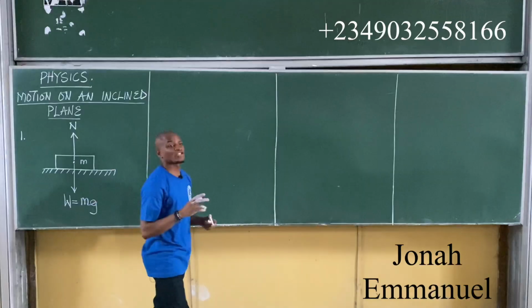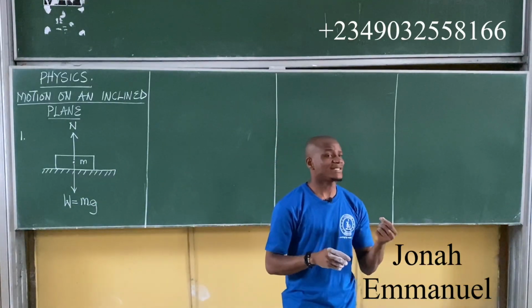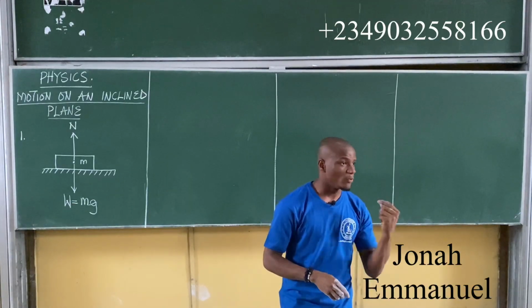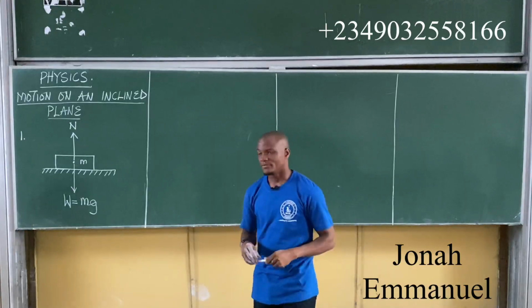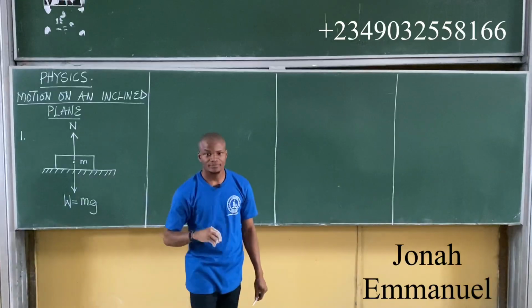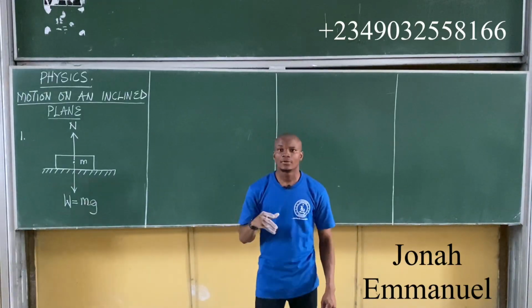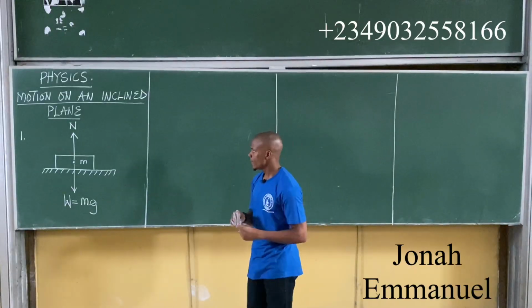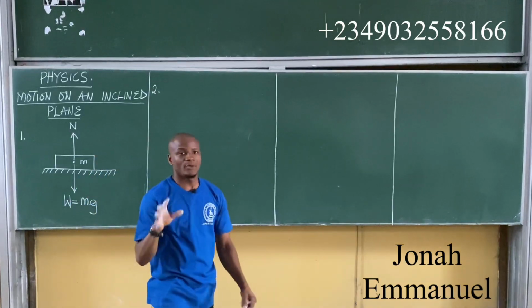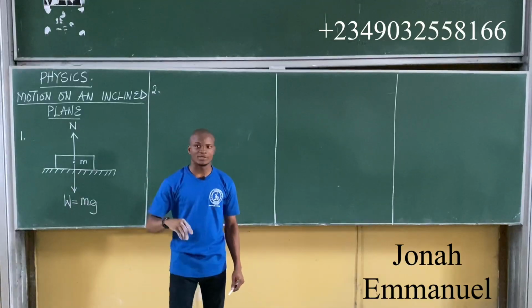So for a body resting on a plane surface, there are two forces. Number one, the weight acting downward. Number two, normal reaction acting upwards. Don't forget this. Alright, so here's your first concept: body on rough surface, two forces, weight downward, normal reaction upwards. Next up please.